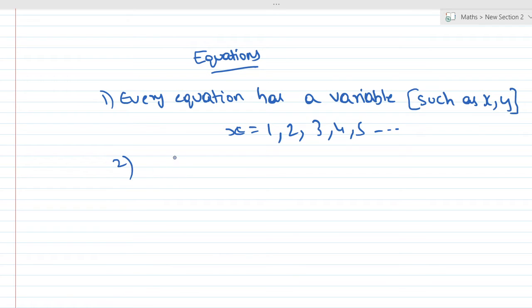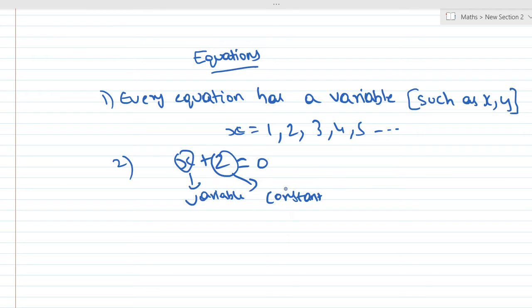So let's say there is an equation called x plus 2 equals 0. In this equation, x is a variable. 2 is a constant. Why is it constant? Because its value doesn't change. 2 will always be 2, but the x value can change.